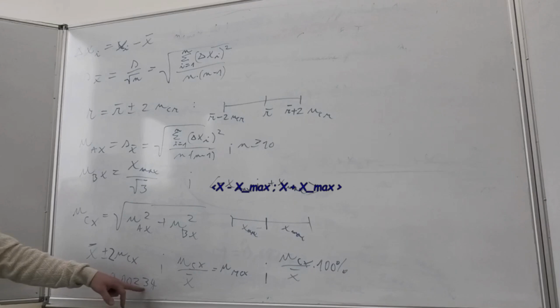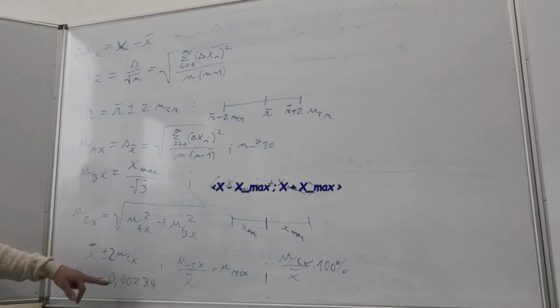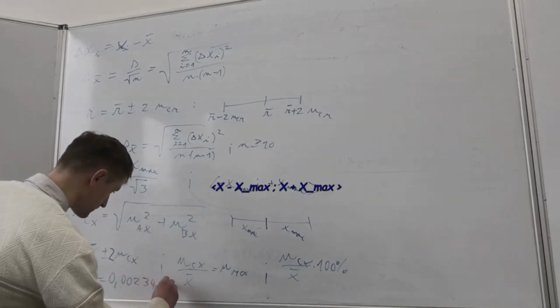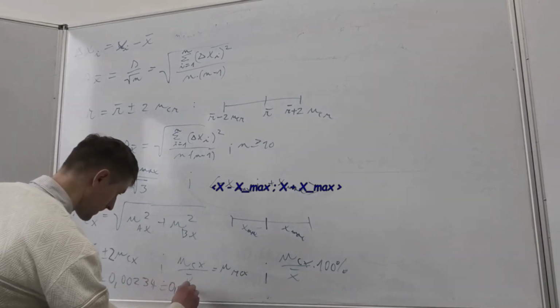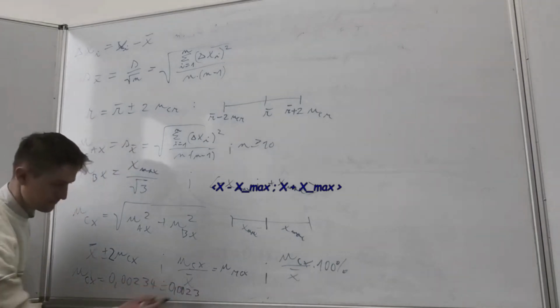Tell me. We'll find the first non-zero digit from the left. The first non-zero digit is the digit 2, and we count to the right. First, second, third. It has 3 significant figures, and we write standard uncertainties to 2 significant digits. So you round it to the number 0.0023.